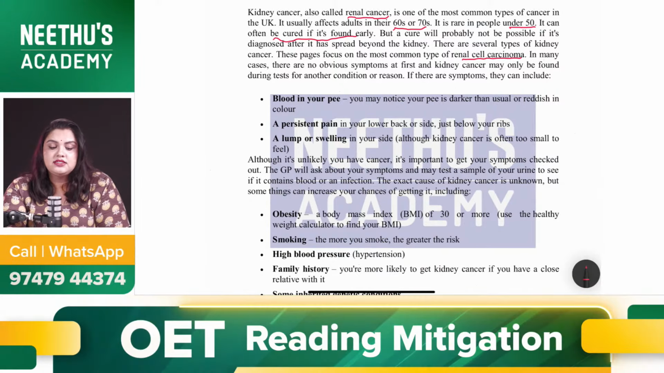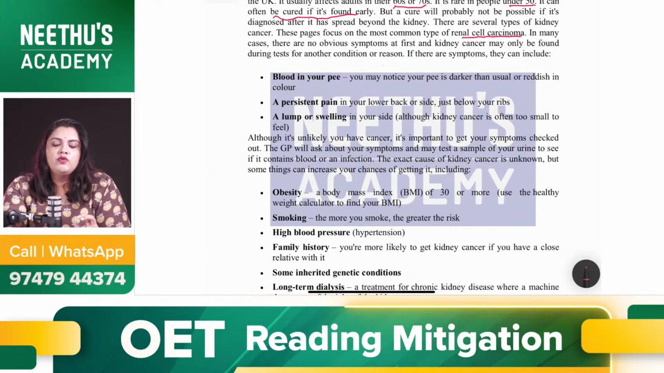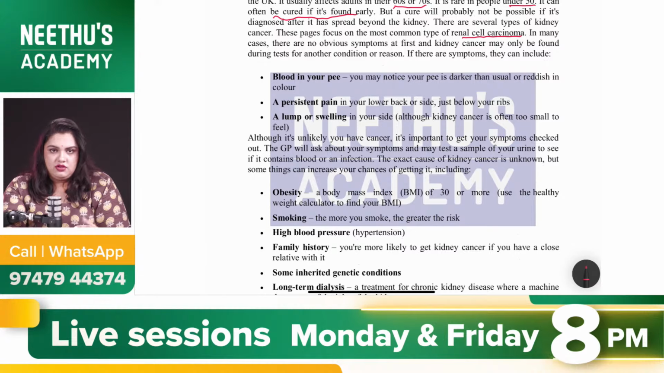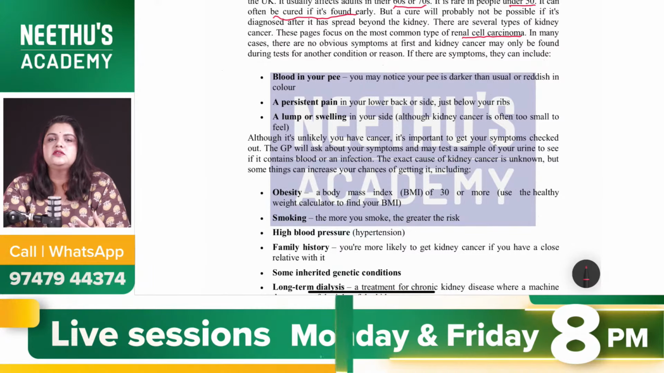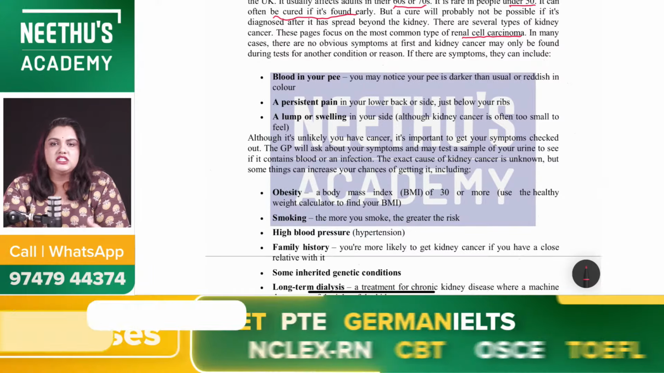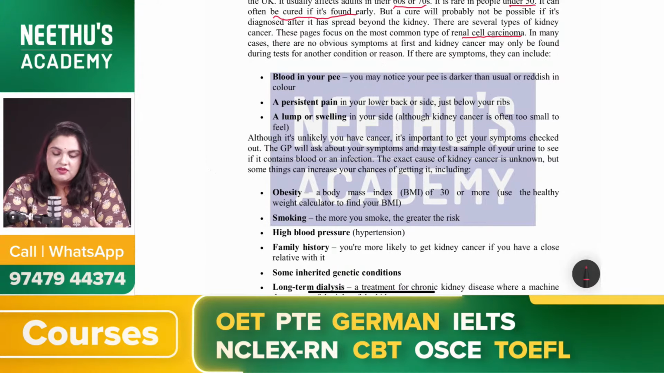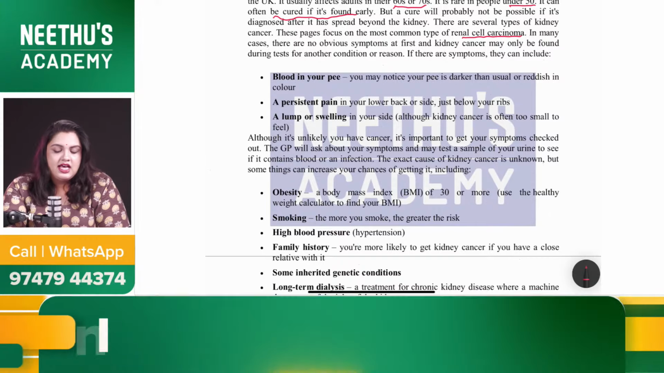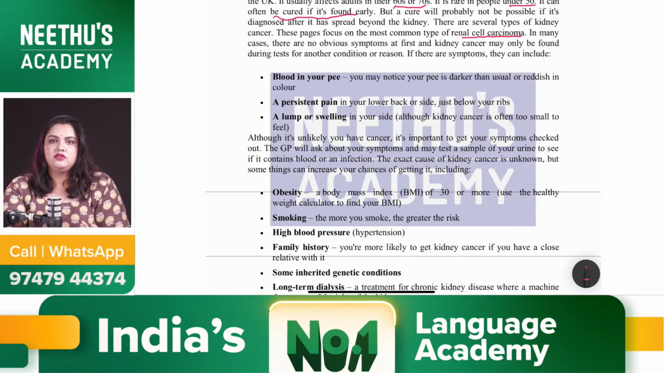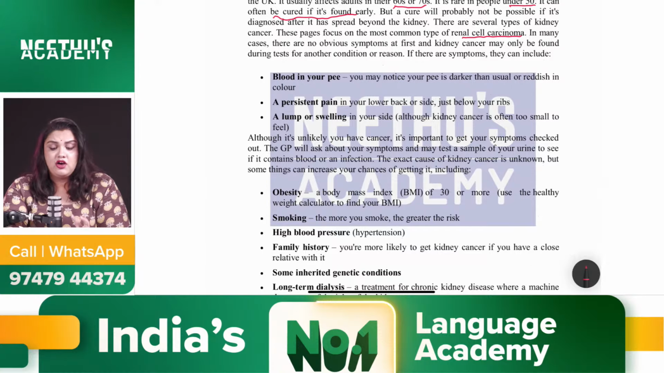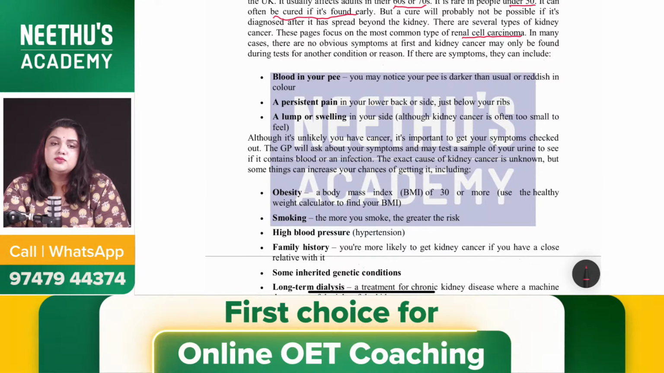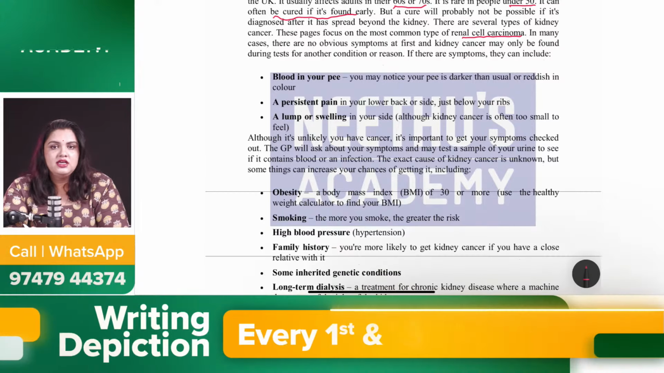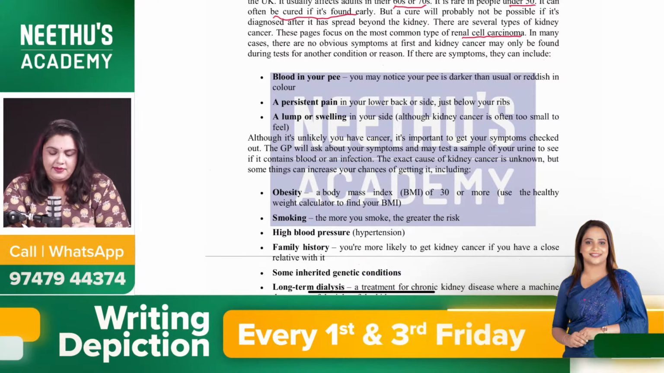Second point is persistent pain, in your lower back or side or just below your ribs. Below your ribs, on your flank, you might feel a persistent or irritating pain which is continuous. That can be a symptom of kidney cancer as well. A lump or a swelling on your side. You may feel a lump or swelling on the side. Although kidney cancer is often too small to feel, you might or might not feel the lump, but there are cases where you can feel the lump.